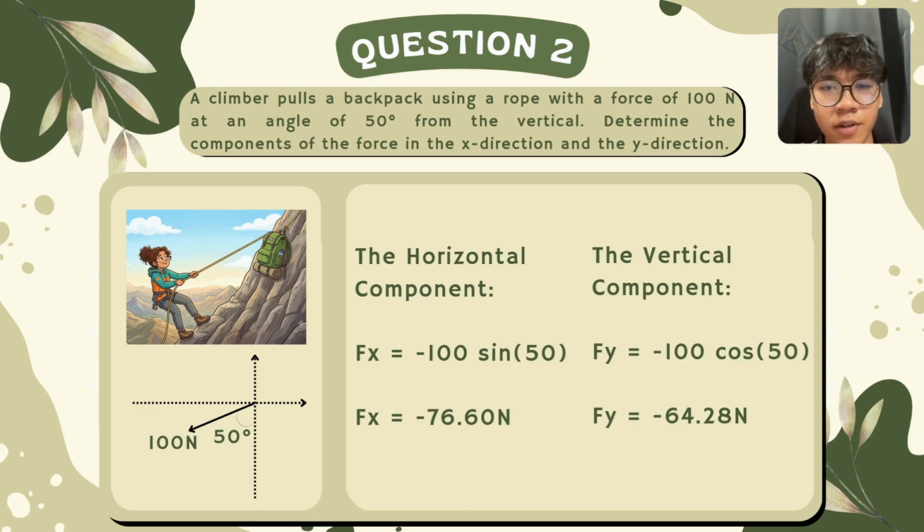For the horizontal component, Fx equals negative 100 sine 50. We have to put the negative because the force is on the left. So the answer is negative 76.60 Newton. Next, for the vertical component, Fy equals negative 100 cos 50. We have to put negative because it is downwards. So the answer is negative 64.28 Newton.